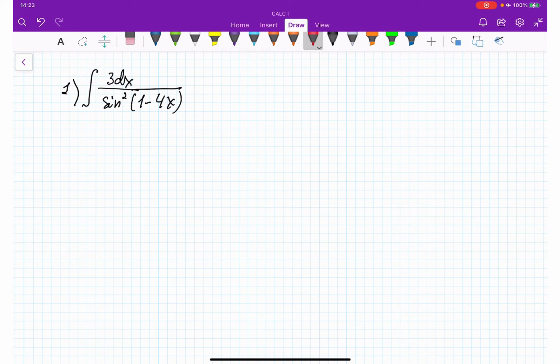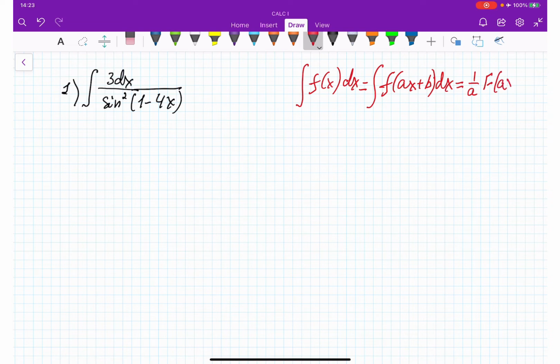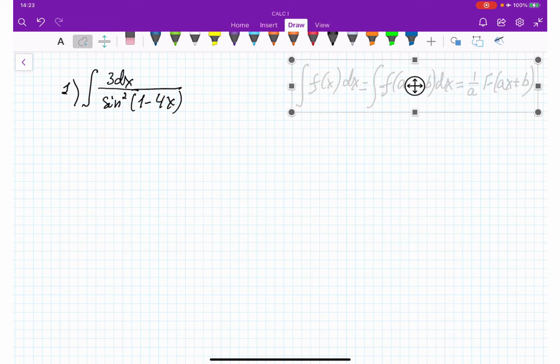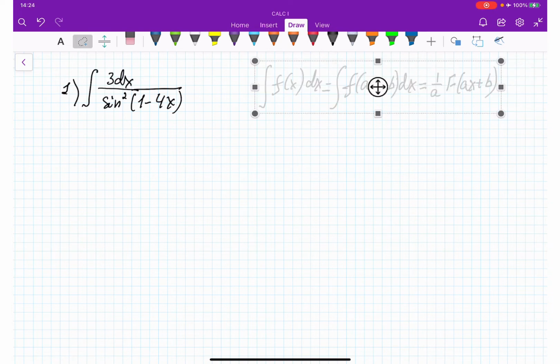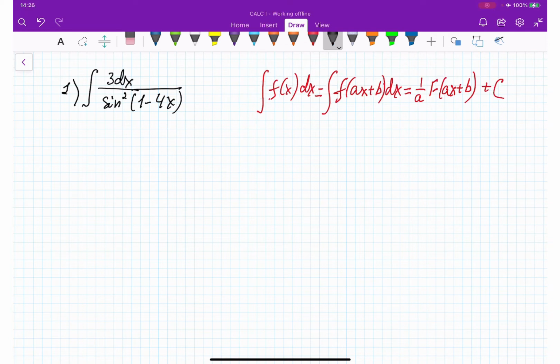So, the integral of f of x dx is equal to the integral of f of (ax plus b) dx, and that is equal to 1 over a times uppercase F of (ax plus b), plus a constant c. So we can write down here equal.